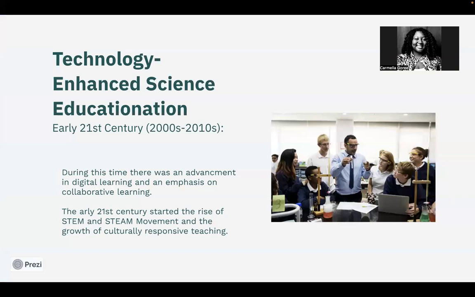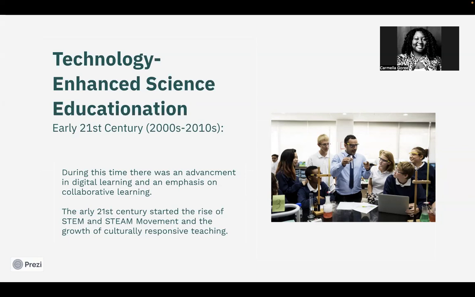So that takes us to the technology enhanced science education, which was the early 21st century, 2000s to the 2010s. During this time, there was an advancement in digital learning and an emphasis on collaborative learning. The early 21st century started the rise of STEM and STEAM movement and the growth of culturally responsive teaching. So, virtual lab simulations and online resources became more common in science education, and students were encouraged to work in teams, engaging in peer discussions and interdisciplinary projects.